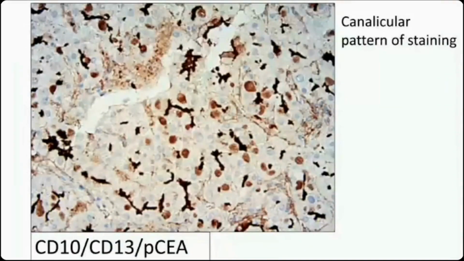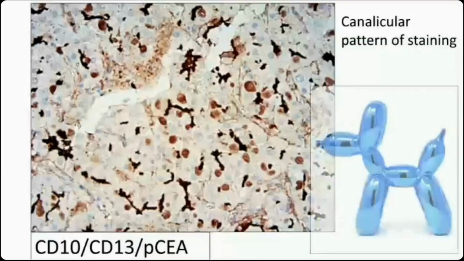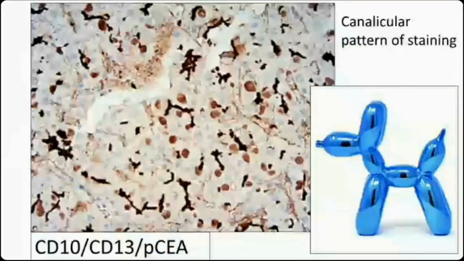And this is the canalicular pattern of staining I was telling you about. The stain will stain in this kind of branching pattern. I always think it looks a bit like one of those balloon dogs.